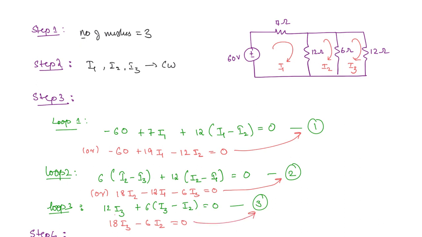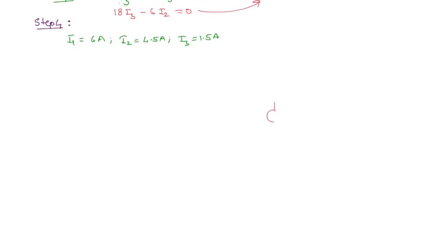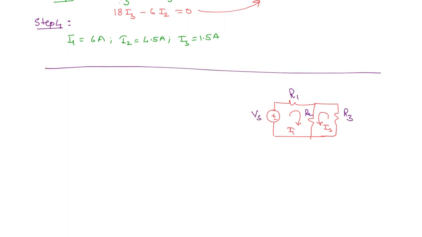Now, just for the sake of better understanding, what if you take the current directions in the opposite direction? That means we will take the example differently. So let us say here you have a resistor, here you have a resistor. Now let us say this current is I1 and this current you are taking as I2. Then what will be the equation? So we will take here simply R1, R2 and R3, and this we will take as Vs. So this is another example.